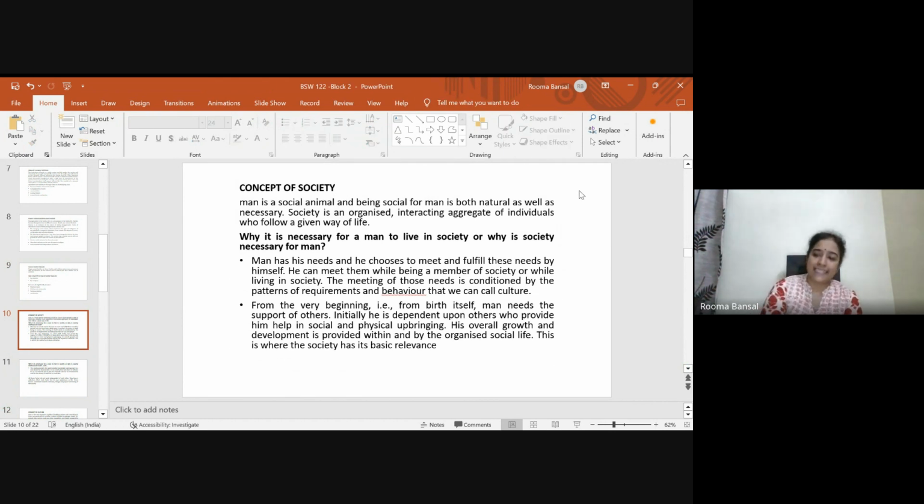Concept of society. As we have discussed so many times, man is a social animal, and being social for man is both natural as well as necessary. Society, basically, what is society? Society is an organized, interacting aggregate of individuals who follow a given way of life.